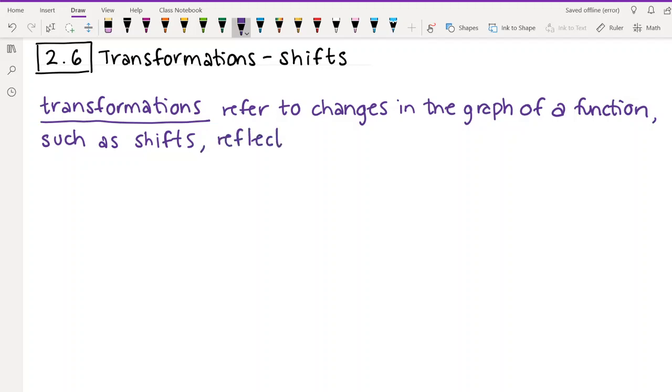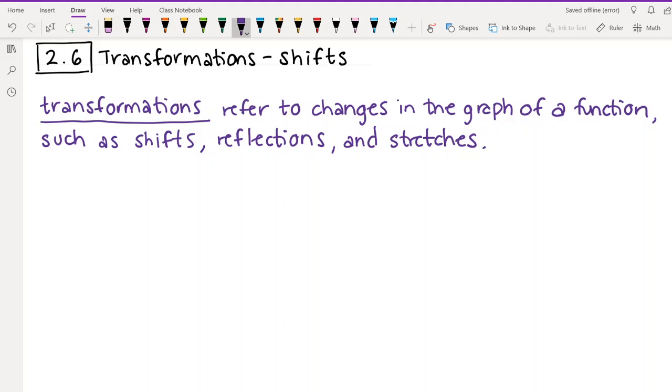Reflections in a graph mean flipping it. So flipping it horizontally, flipping it vertically, those are examples of reflections. And then the last type of transformation we'll be talking about is a stretch, so stretches. That would be like taking your graph and making it taller or pushing it down to make it shorter, or stretching it horizontally to make it wider. Those would be stretches.